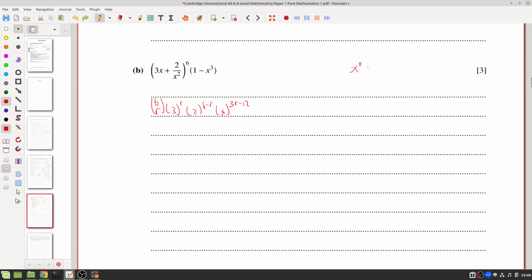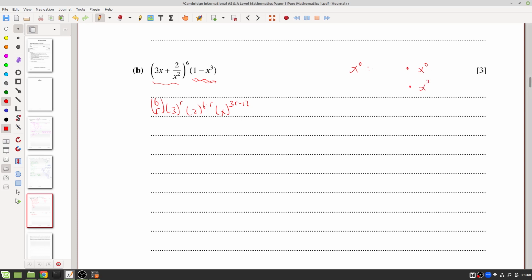Well, a couple of different options, right? Because we've got two things being multiplied. We've got this thing and this thing being multiplied. So this one is nice and easy because it's only got two options. It only has an x to the power 0 and an x to the power 3. Right, so that second one is either x to the power 0 or it's x to the power 3.